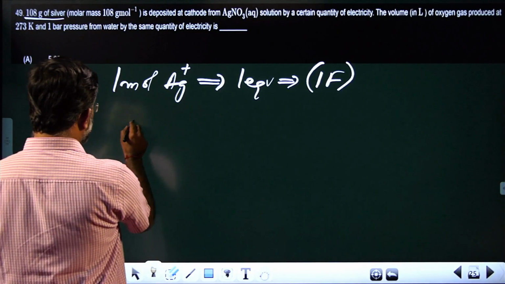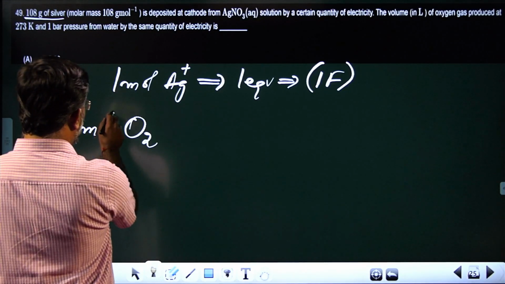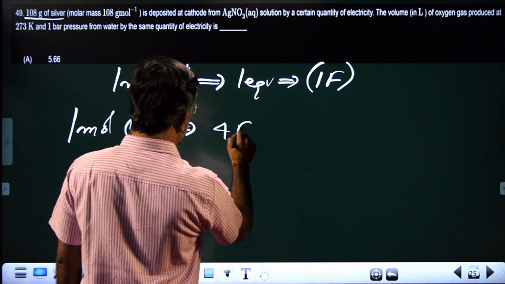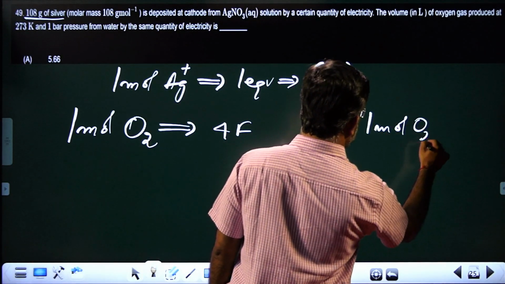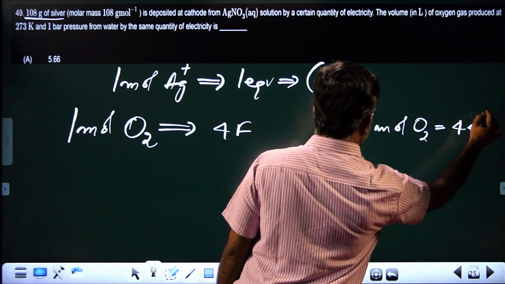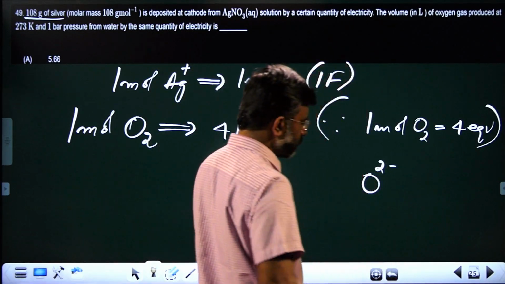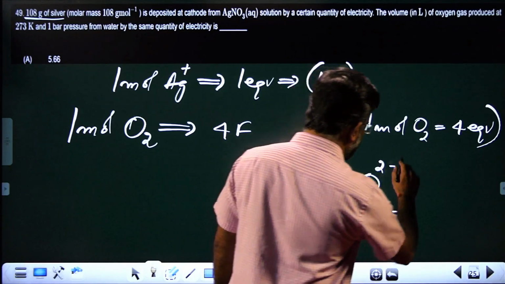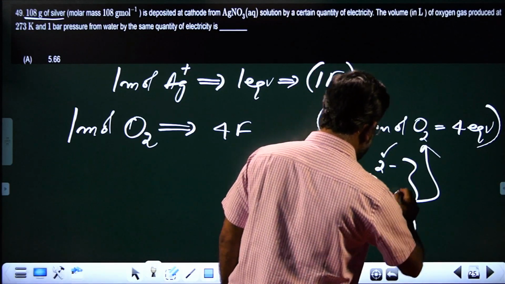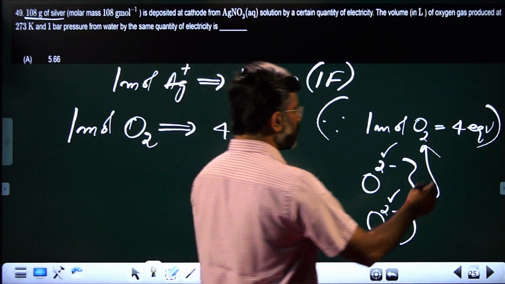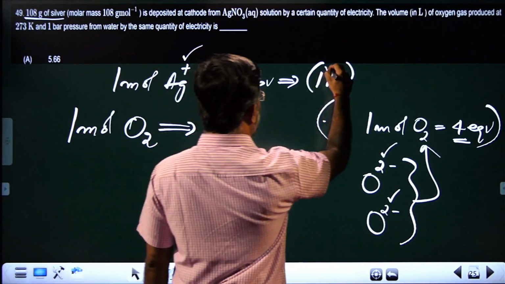Now, as far as oxygen is concerned, if you want to get 1 mole oxygen, you need 4 Faraday, because 1 mole oxygen is 4 equivalents. It's very easy to understand. Oxygen is a divalent species. Two such divalent species combine to get oxygen gas. So what is the N factor? N factor is 2 plus 2, 4. Here the N factor is 1. Therefore it is 1 Faraday.